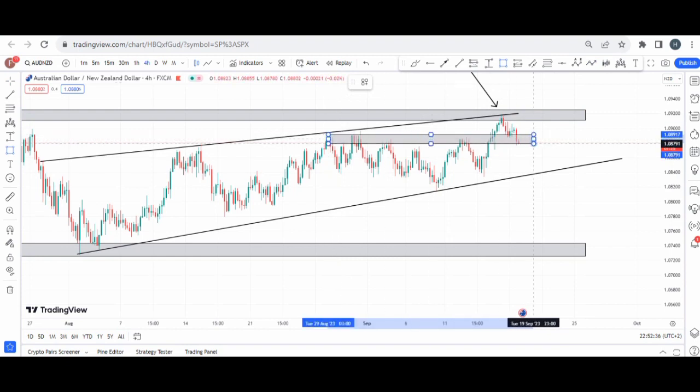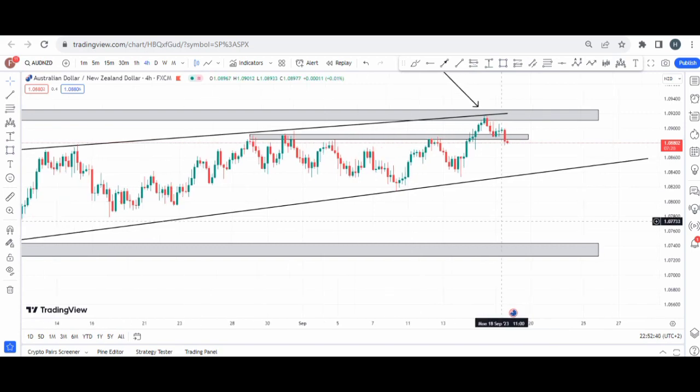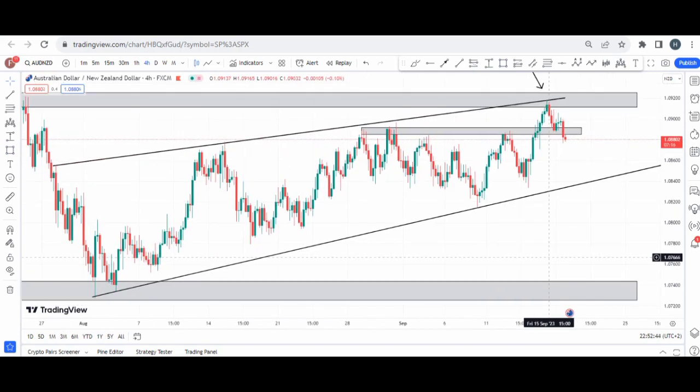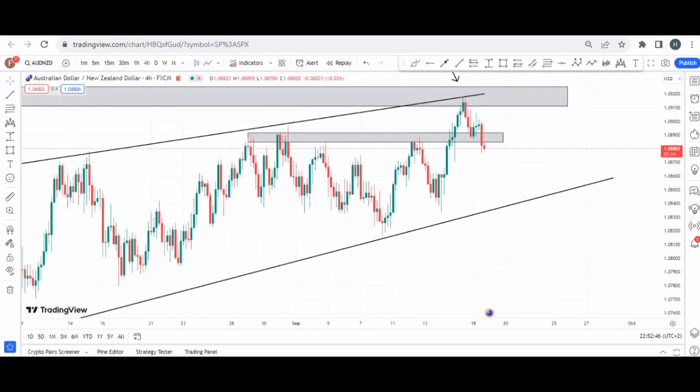So we can also identify that in this level we have something more like a zone that the market has broken here. Let me adjust the chart. So already with this break of this zone, let me just help you to see how strong this zone is.